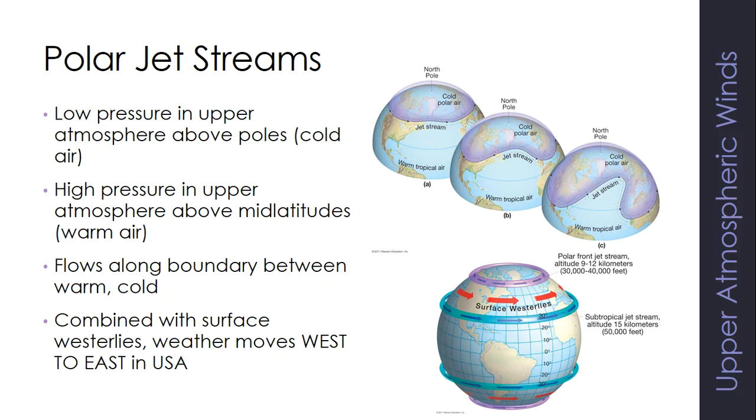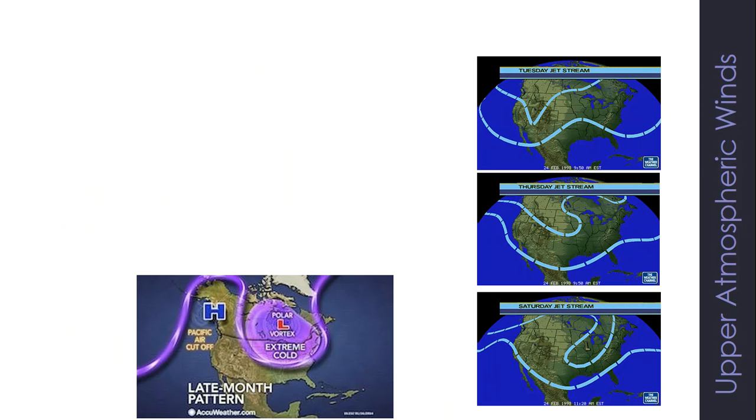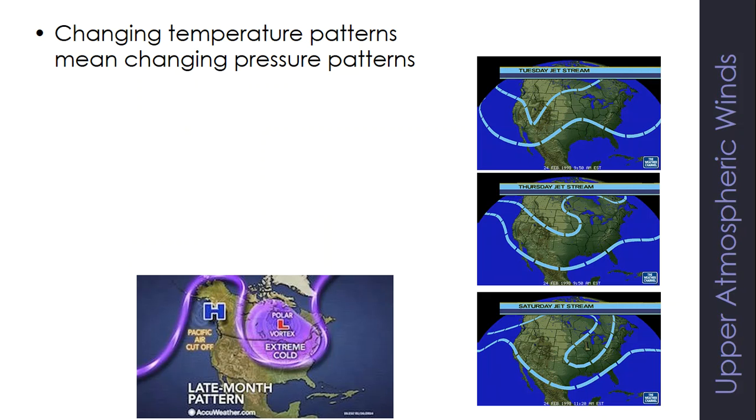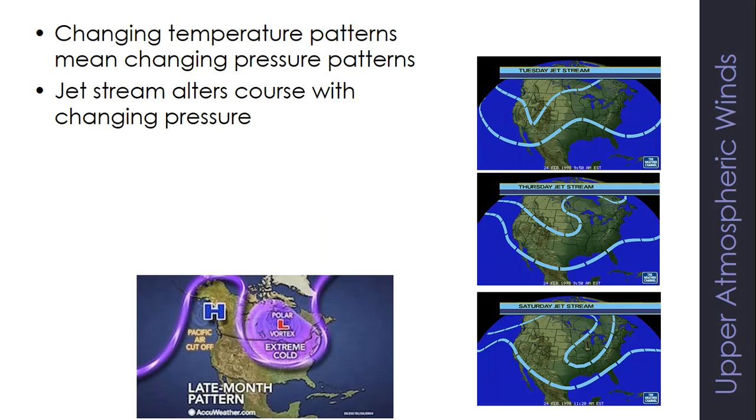And again, I mentioned previously that I grew up on the East Coast of the United States. We would look to the Midwest to see what the weather was there because it was eventually going to come our way. So changing temperature patterns mean changing pressure patterns. So the jet stream alters course with changing pressure.